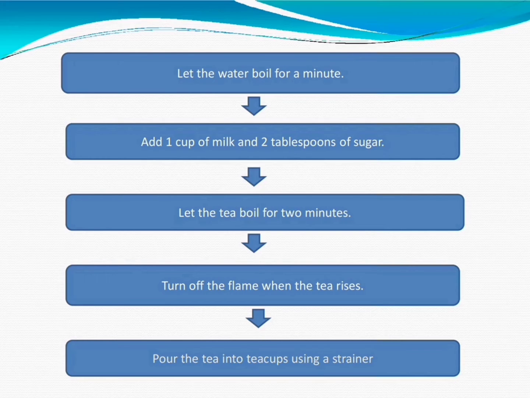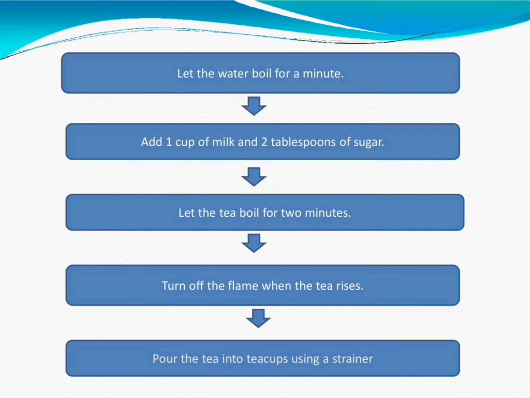Peel and grate the ginger, 1 inch of ginger, and add that ginger into the water. Again tea leaves, then allow them to boil. Then add 1 cup of milk and 2 tablespoons of sugar. Then again you need to wait for the tea to boil. Next, turn off the flame, filter and pour in the teacups and serve it. Okay, this is the exact way to make a cup of tea.